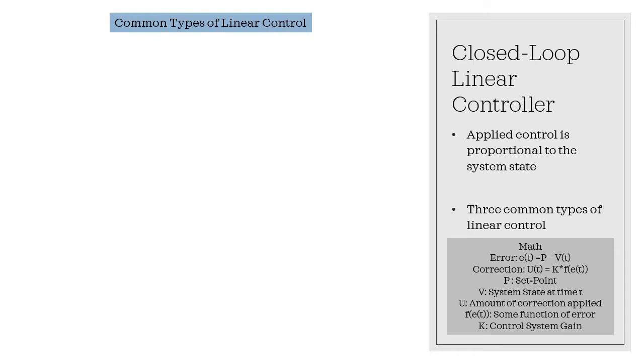And there are three very common types of proportional control, but we're going to clear up some math notation first. The first is the error function of our system, E of t. And this is the set point minus the value of what we're measuring at time t, given by p minus v of t.